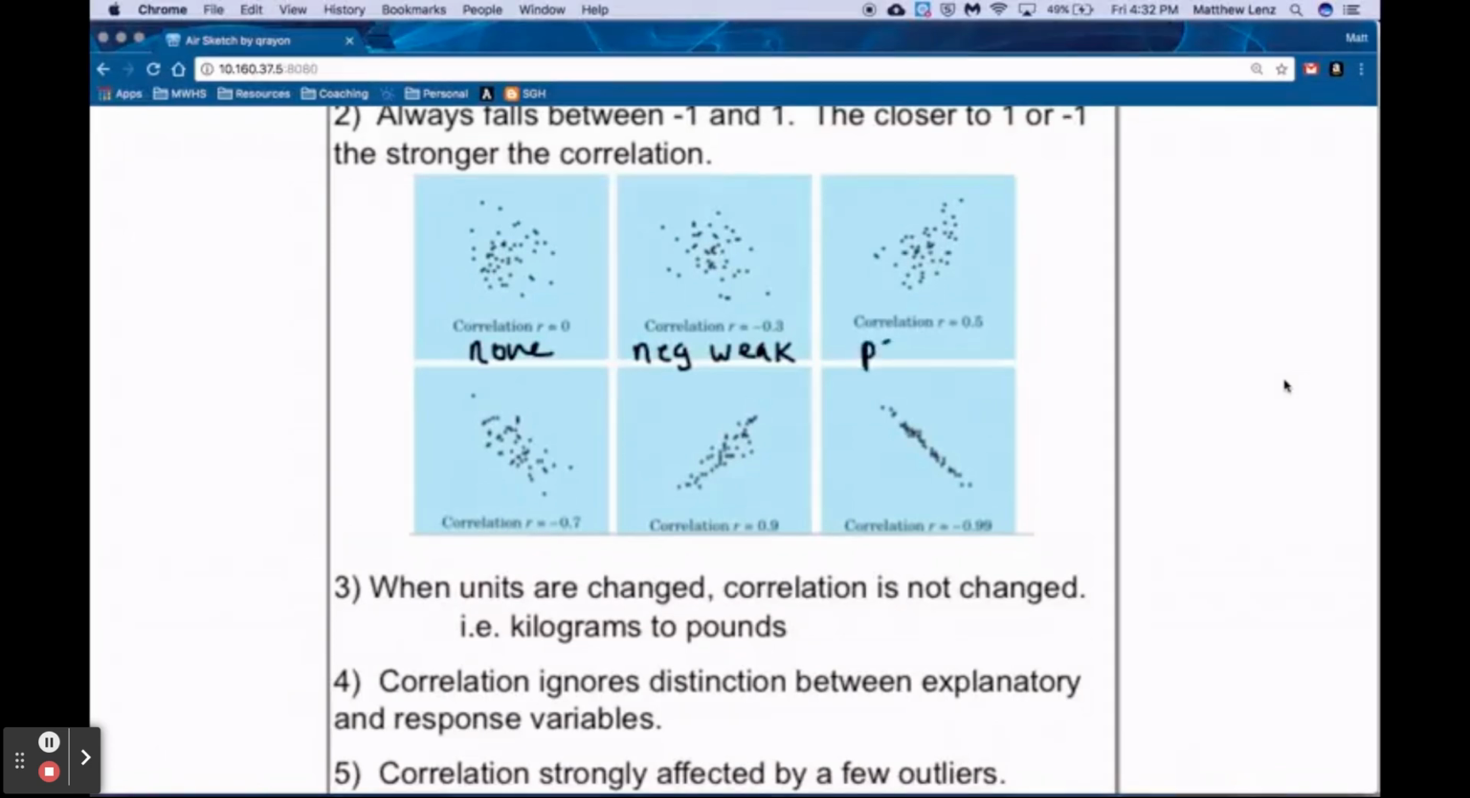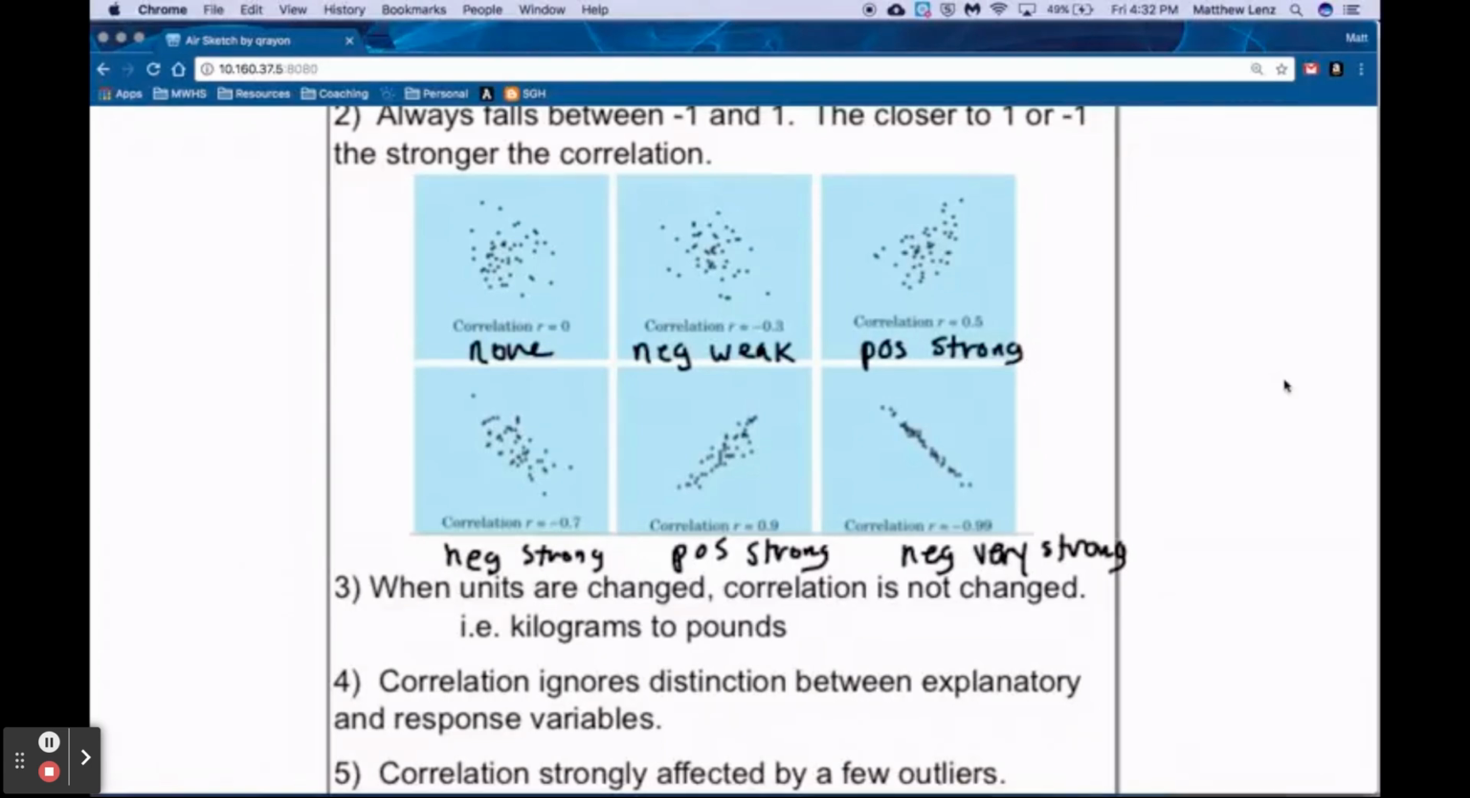0.5 is positive and probably call that strong. -0.7 is negative and strong. Again, 0.7 or -0.7 falls closer to -1 than it does to 0. And so again, this is another one, maybe we would call it very strong. 0.9 would be positive and strong. And then -0.99 would be negative and very strong in this case.